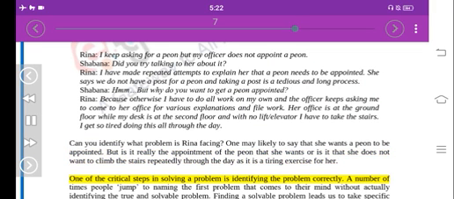One of the critical steps in solving a problem is identifying the problem correctly. A number of times people jump to naming the first problem that comes to their mind without actually identifying the true and solvable problem. Finding a solvable problem leads us to take specific action in solving the problem.